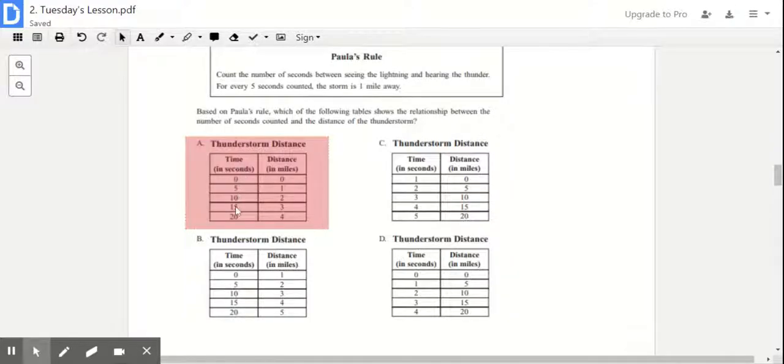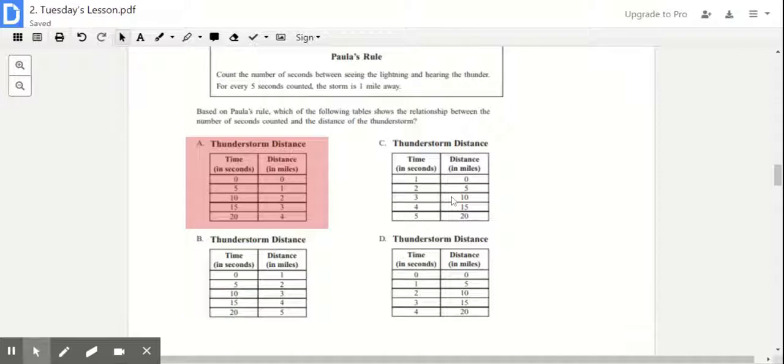So my left hand side is showing my time. So every 5 seconds, I know that the storm is 1 mile away. So if it's zero time, that means it's zero distance. Now, every 5 seconds, so I have my five, that equals 1 mile. If I double that, every 10 seconds, I have to add on another mile. 15, so that's three. I have to add on another mile. 20, that's four. So 5 seconds times four, that equals 4 miles.